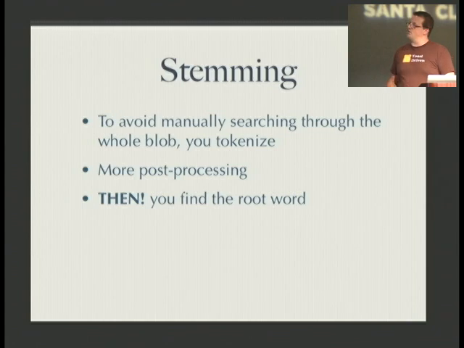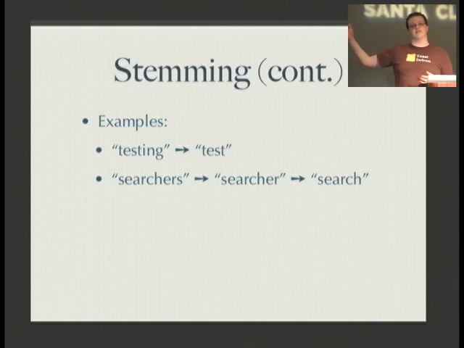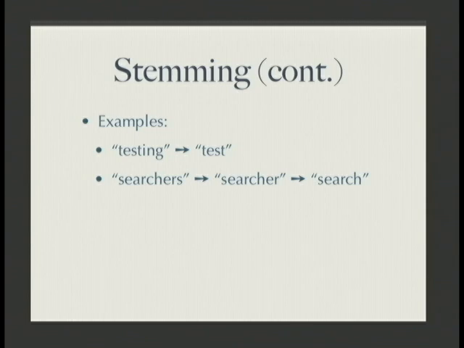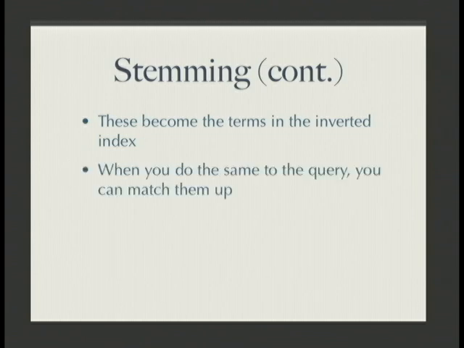So stemming is the process of finding the root word. Examples of this would be like testing becoming test, because the ing ending is not particularly meaningful, or searchers becoming searcher, becoming search, because we want to find root words so that if someone misspells something or if there's a pluralized form, we can get back down to that root word and store one variant rather than 20. These then become the terms in the inverted index that we'll be querying on. And if you apply the same tokenization and stemming to the query, what you get out of a user's query is the exact same thing as the terms you're shoving in the index.